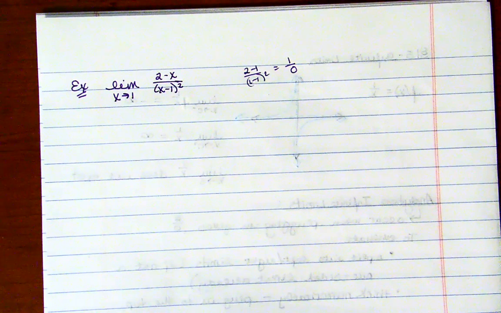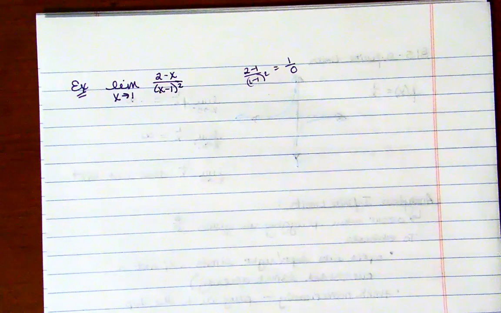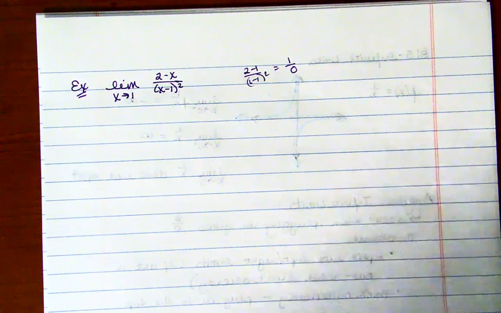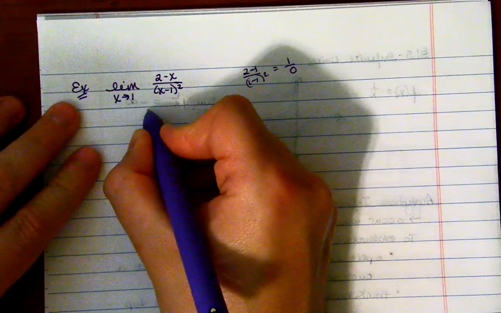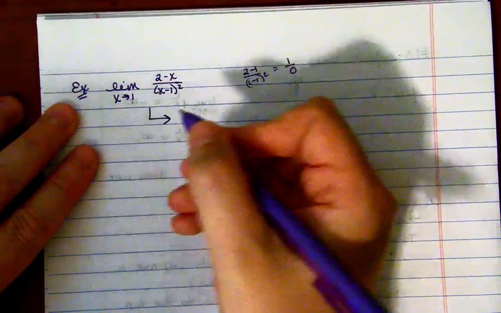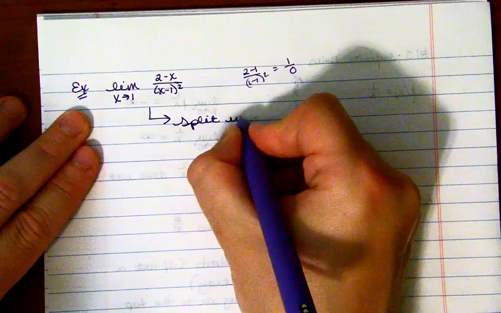However, I don't know if I should be plugging in like 1.0000001 or 0.9999999. Which one should I use? We actually need to use both of them. I need to rewrite this problem in terms of two one-sided limits, then evaluate those, and then based on those, get my answer to the overall limit. So I need to split into two limits.